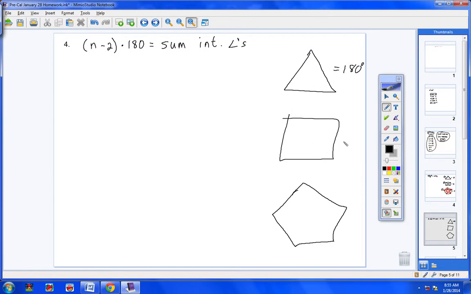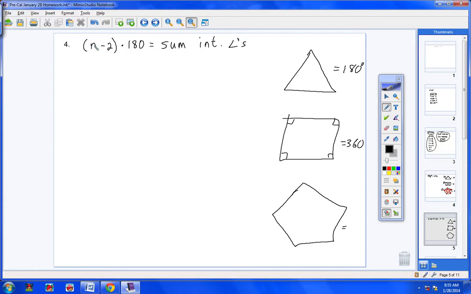Okay, let's put a 4 in now. 4 minus 2 is 2. 2 times 180 is 360, and that's true. Anytime you have a 4-sided polygon, the sum of the interior angles is 360. If you had a rectangle, right angle, right angle, right angle, right angle, 360. If you had a really weird shape like this, all of those interior angles would still add up to 360, trust me. And the same thing down here, it works just fine.